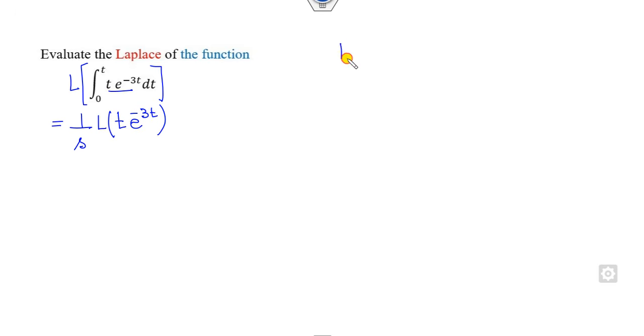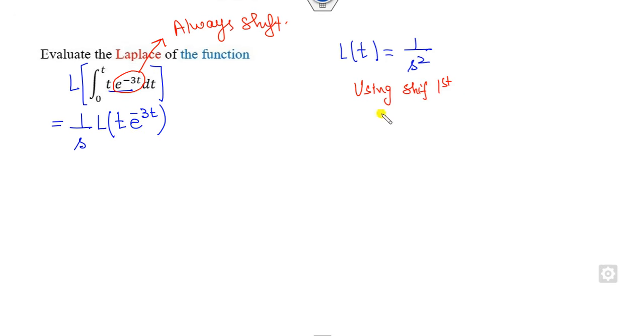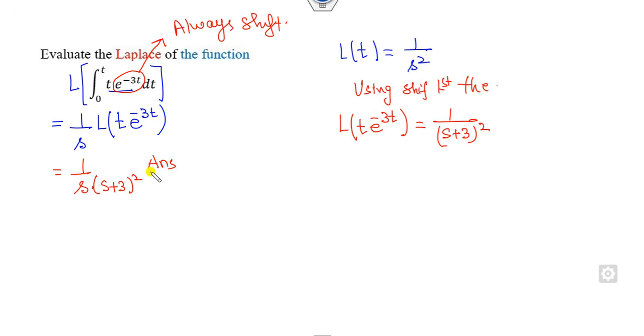Now you can see what is the Laplace of t. It is 1 over s square. So therefore, using the shifting first theorem, always remember, whenever the exponential term is present, always use the shifting first theorem. So what is the answer of this? Laplace of t e raised to power minus 3t will be 1 over (s plus 3) square. Now I can substitute here. It is 1 over s times (s plus 3) square, which is the right answer.